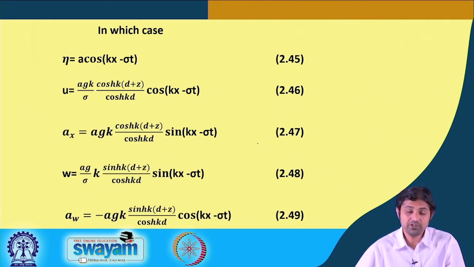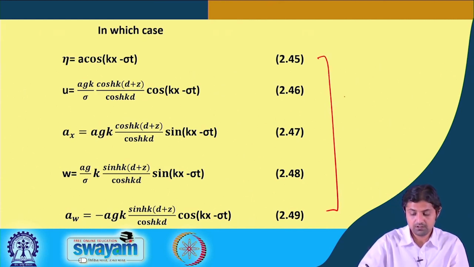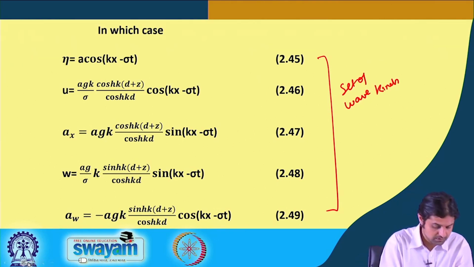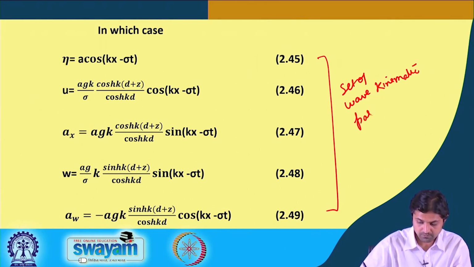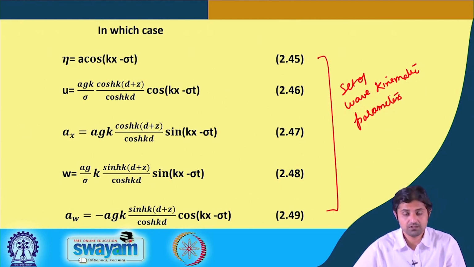So, if we assume a different velocity potential, you remember we had two velocity potentials. We started doing all the calculation with the first velocity potential, but if we started with the second, we will obtain this set of wave kinematic parameters, all right.